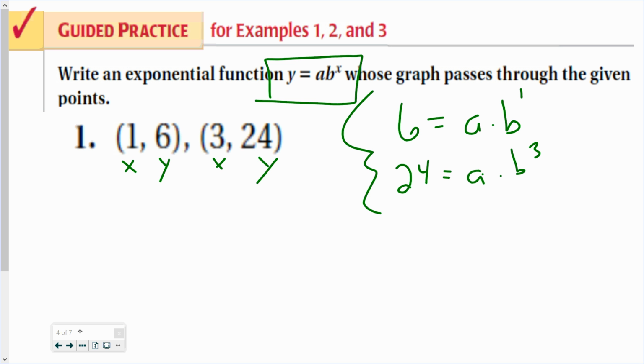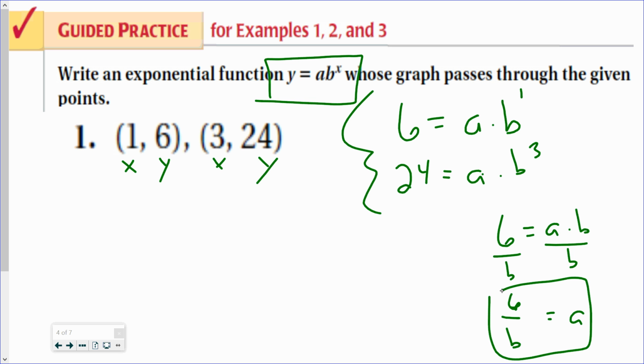All right, so I'm going to do the same strategy I used in the first one. I'm going to solve equation 1 for a. So to solve equation 1 for a, we'll just divide both sides by b and discover that a equals 6 over b.